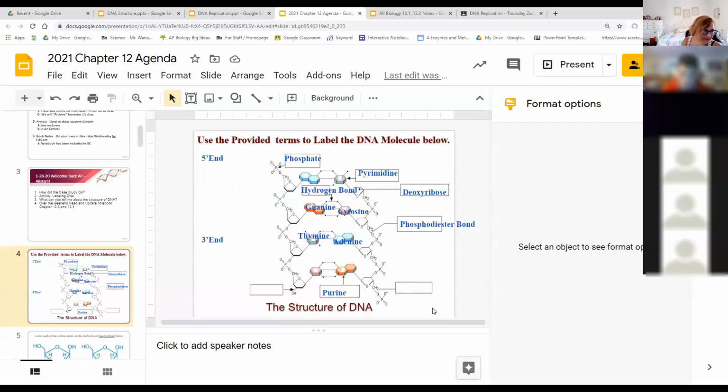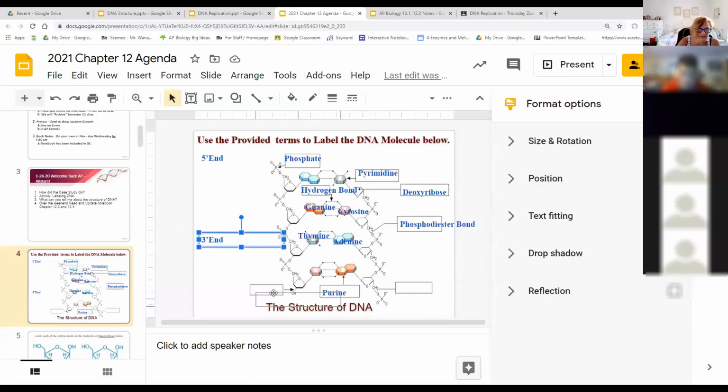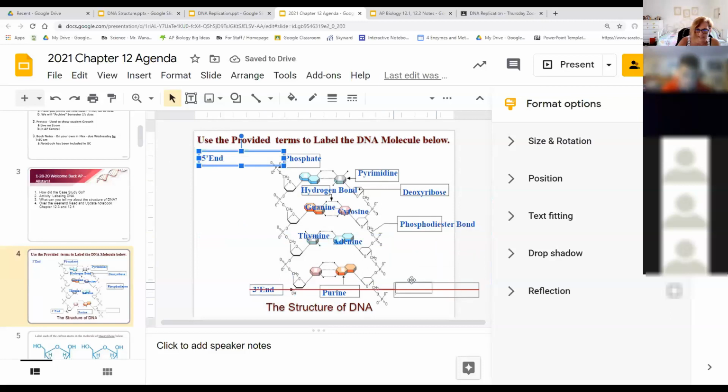Which one is on the left? What do you guys think? The 3' end. Yeah. And that's why I should have done the numbering of carbon atoms first. So that side was the 3', this side is the 5'.